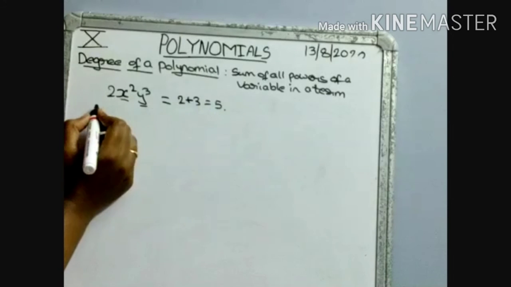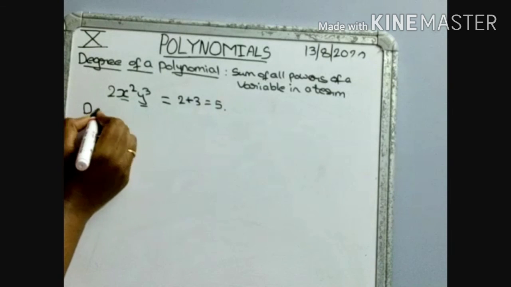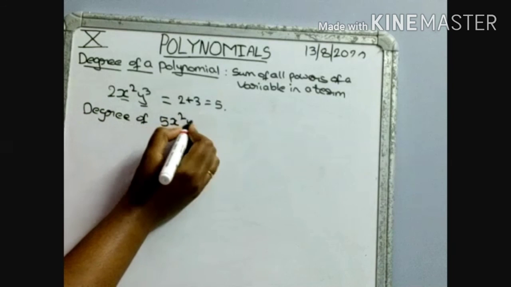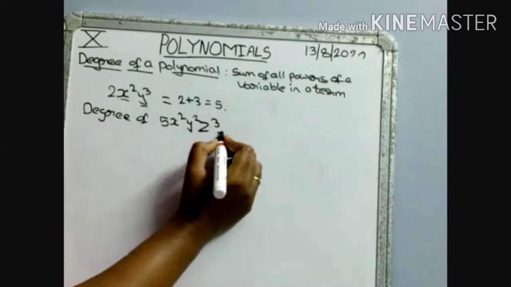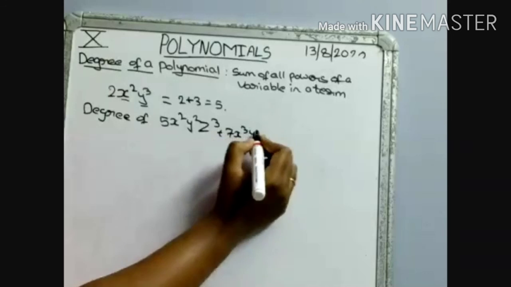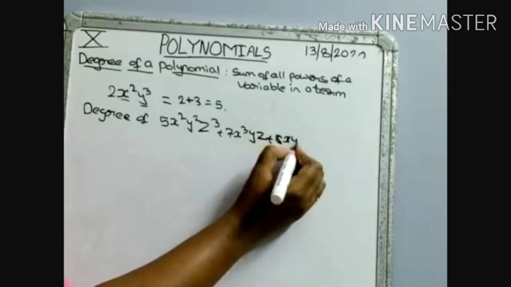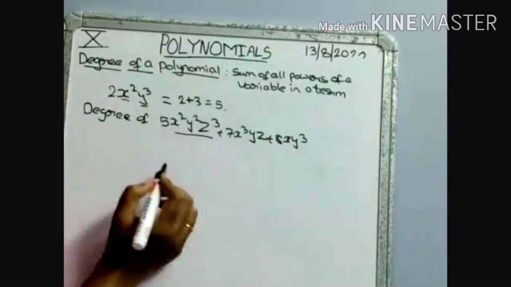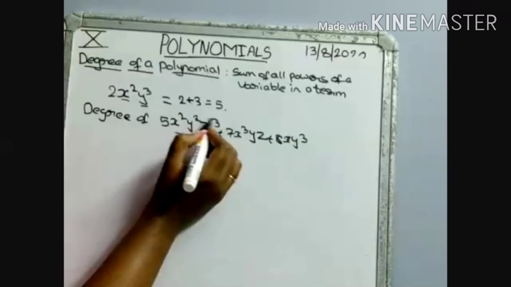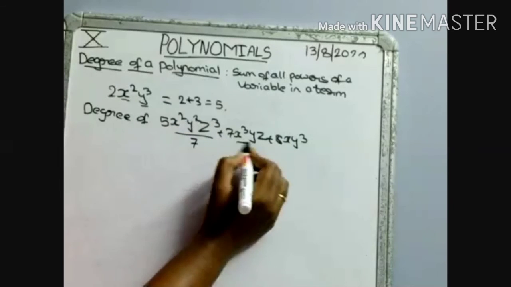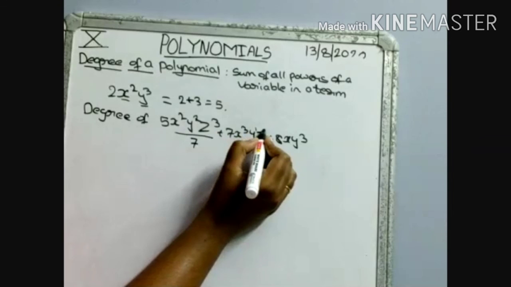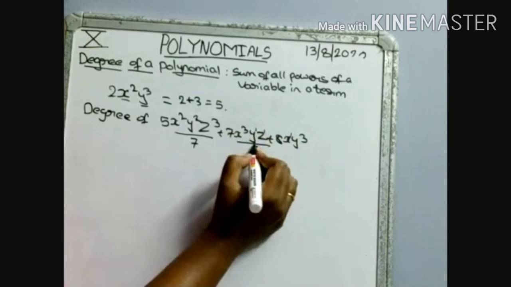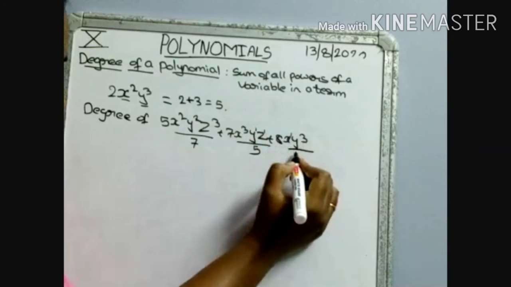And if you take some more examples, suppose you take the degree of 5x square y square z cube plus 7x cube yz plus 8xy cube. If you observe here, x square y square z cube, how much? 2 plus 2, 4. 4 plus 3, 7. Here nothing is there, means 1 is there, no? 3 plus 1, 4. 4 plus 1, it is 5. Here 1 plus 3, it is 4.